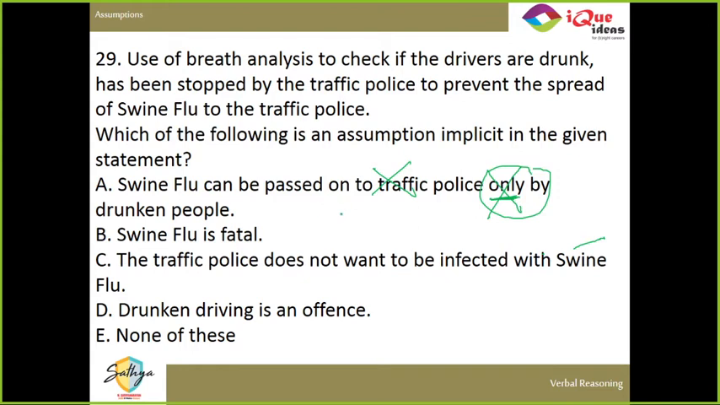Swine flu is being passed on, but whether it is fatal or not, I don't know. So B, I don't need to assume. Whether the traffic police wants or does not want to be affected, it makes no difference. And whether drunken driving is an offense or not is again not required for this particular statement. Right? All four statements, whether you assume them or you don't assume them, make no difference to the given statements, and hence C.